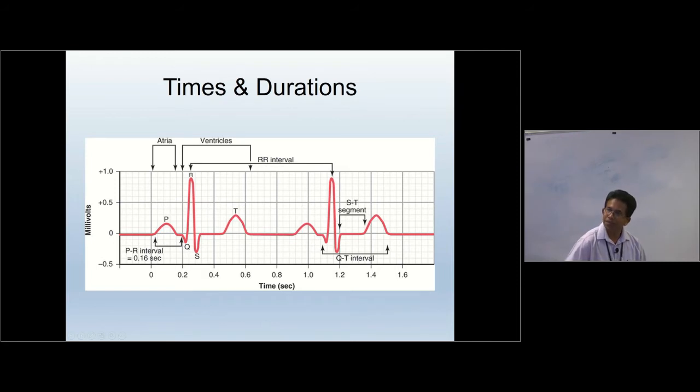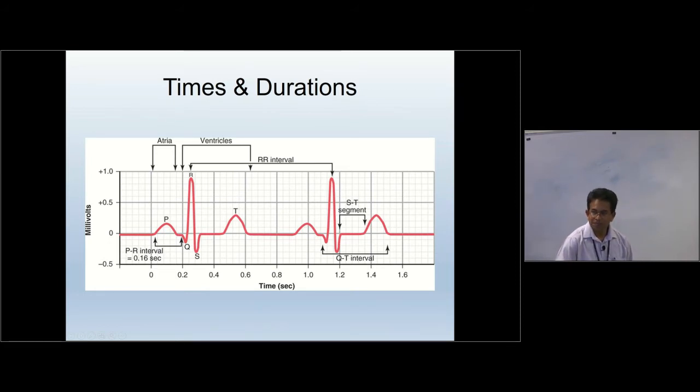Okay. Then RR interval is important because this is the one we are going to use to calculate heart rate on your rhythm strip. We are going to count how many big squares and use a simple calculation so you can get the rate. Okay. QT interval is important clinically, but we are not going to discuss it today. Okay, it's associated with some diseases we will discuss later.